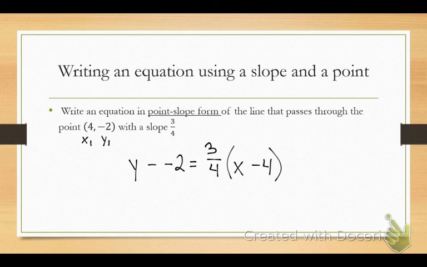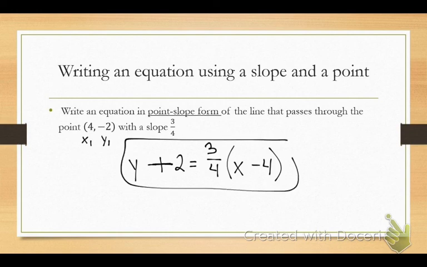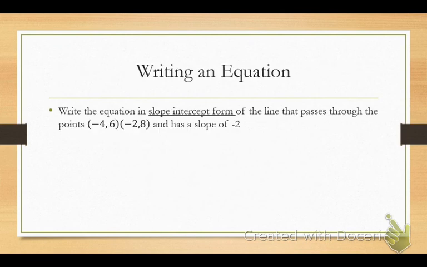The only thing I need to do here now is change this double negative, and I've written it in point slope. So you just have to remember for the quiz and test, if I say point slope, all you have to do is substitute. Now going back to the other slide, if I say slope-intercept, that means go all the way to the end and solve it.